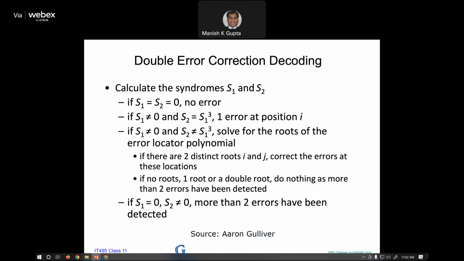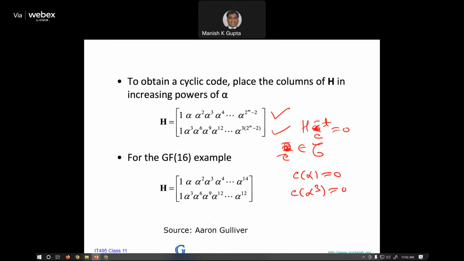So let me show you if I have that slide. Now you see in this case the length is 2 raised to the power m minus 1. I gave an example of m equal to 4. In general, the parity check matrix will be 1, alpha, alpha square, alpha cube, up to alpha raised to the power 2^m minus 2. This is the parity check matrix of the Hamming code of length 2^m minus 1. And the second block is the cube of it: 1, alpha cube, alpha 6 and so on.